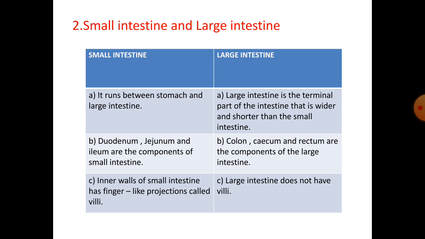2. Small intestine and large intestine. Under small intestine, it runs between the stomach and large intestine. Large intestine. The large intestine is the terminal part of the intestine that is wider and shorter than the small intestine. B. Duodenum, jejunum and ileum are the components of the small intestine. Colon, cecum and rectum are the components of the large intestine. C. The inner walls of the small intestine have finger-like projections called villi. The large intestine does not have villi.